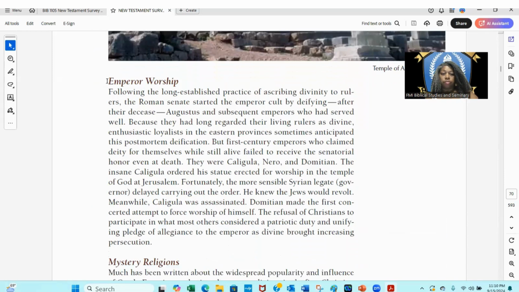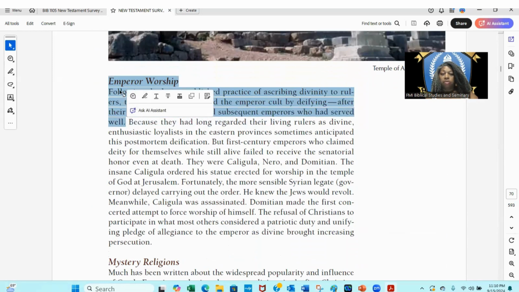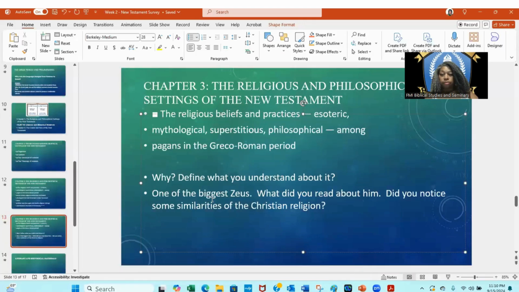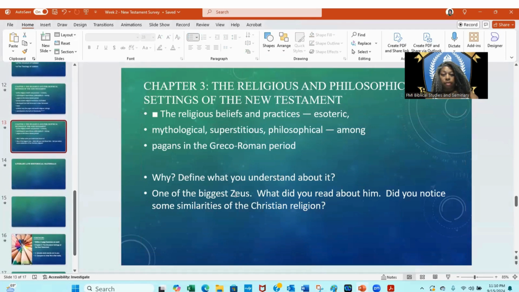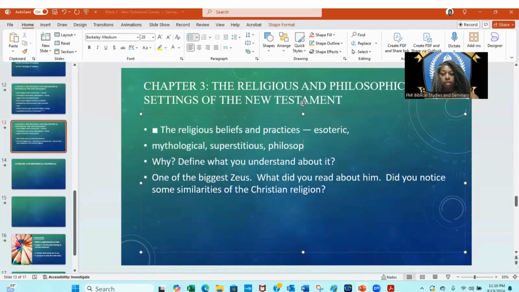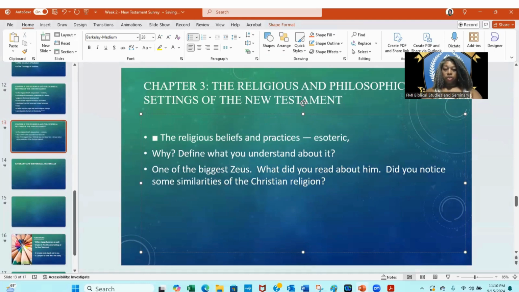One of the others was emperor worship. Let's talk about that a little bit because that's also similar, right? How people today would worship their pastors, right? So that's almost similar. Let's go back down here. So I'm going to say religious beliefs and practices, that's just the common one here.